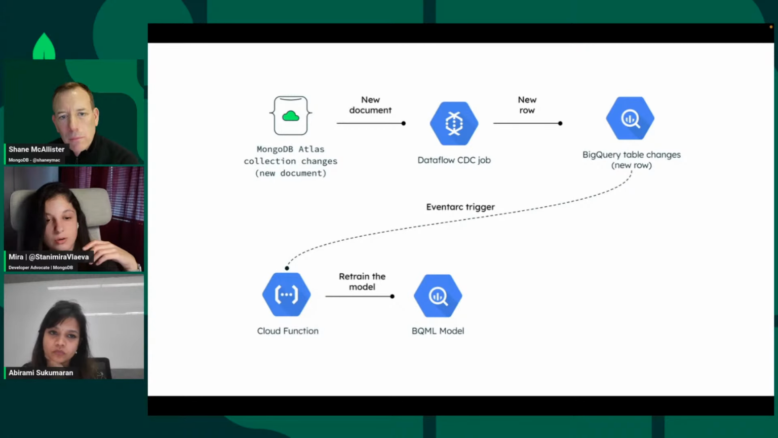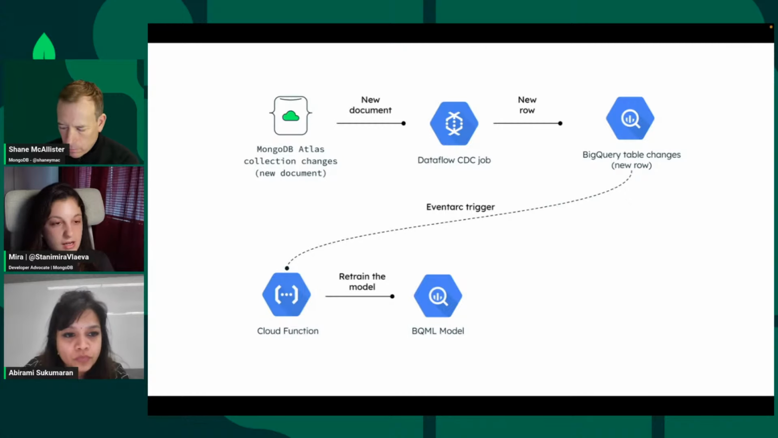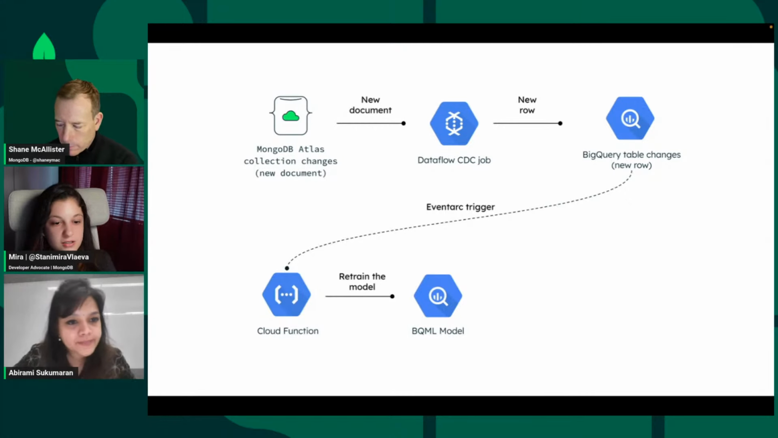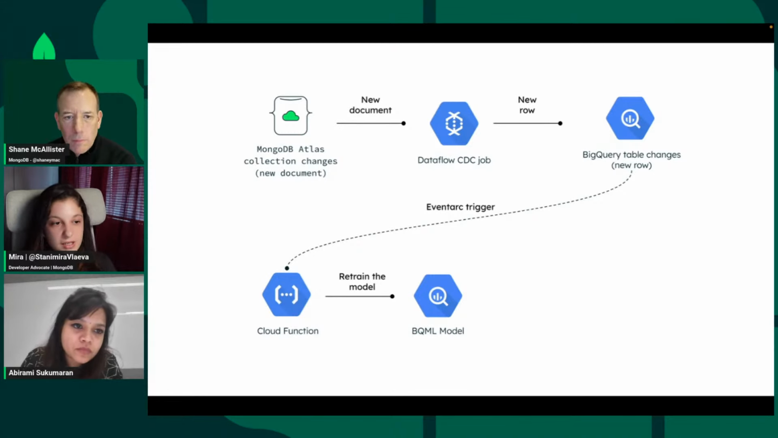And this CDC job will essentially subscribe to a change stream in MongoDB. Change streams are something that is available in MongoDB at its core. It's not an Atlas thing. It's a MongoDB feature that has been there for a while. And change streams track changes in your database in a single collection. So it could be an insert, an update, or a delete of a record. But these are basically events that happen in your database.